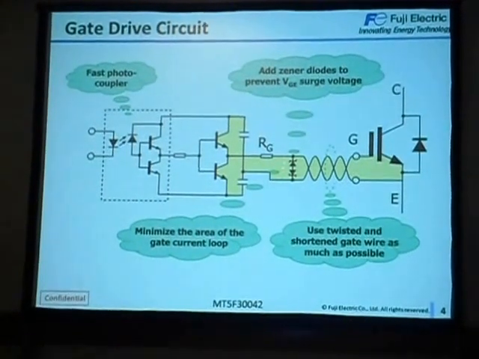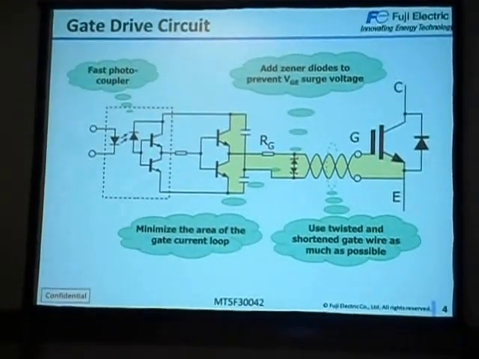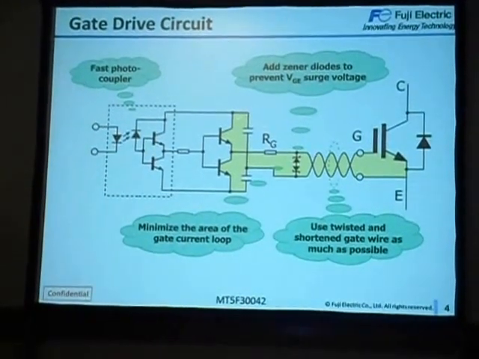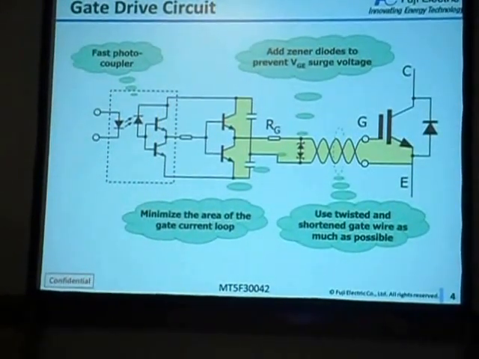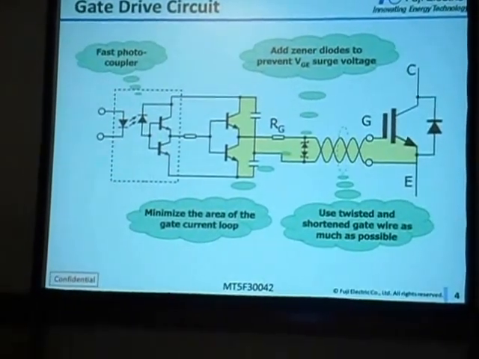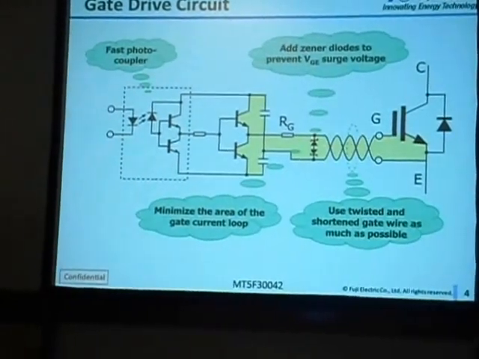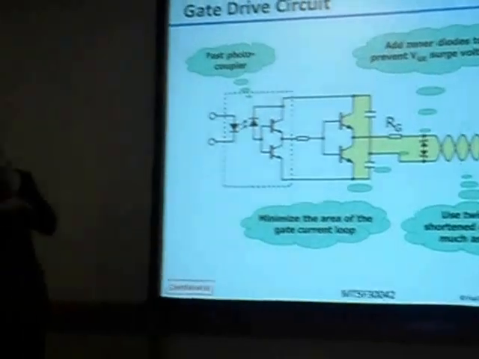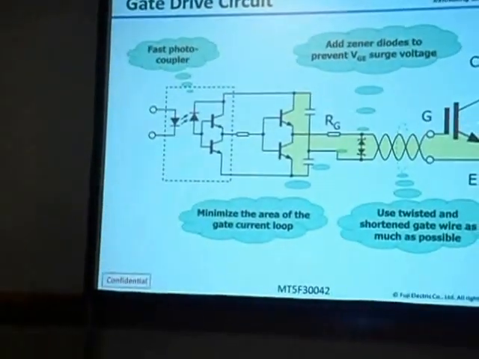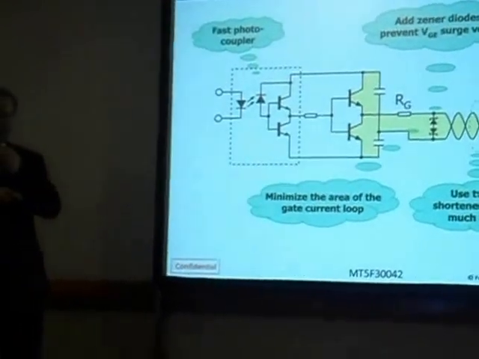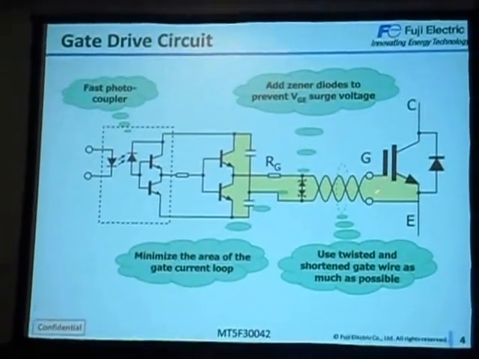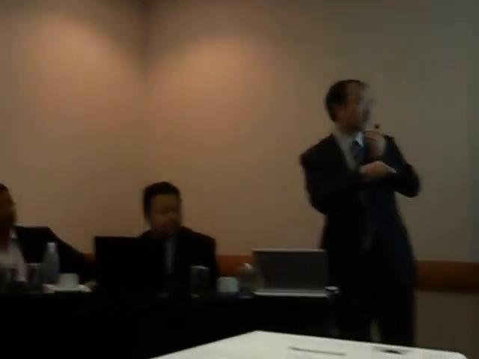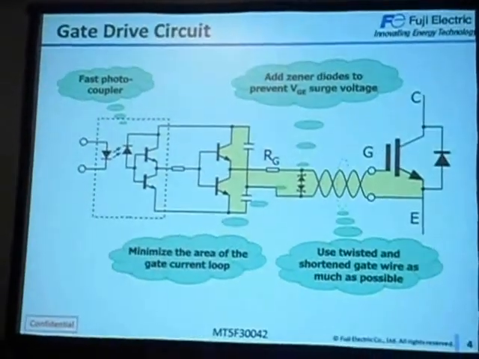And also please add a zener diode between the gate and emitter to prevent surge voltage from the power supply if there is higher voltage. Our guaranteed maximum gate emitter voltage is 20 volts. If a voltage higher than 20 volts is applied to the gate terminal, the IGBT is easily broken. So to protect the gate emitter terminal, please add a zener diode. We recommend a 20 volt zener diode between the gate and emitter terminals.